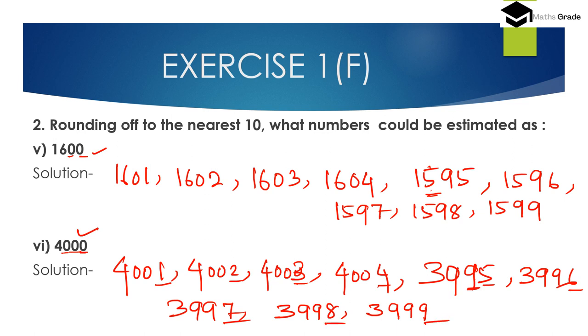So we have to add 1 to this tens place digit, that is 9 plus 1 is 10, then this 1 carry over add with the hundreds place digit. Now the hundreds place digit is 10, now this 1 carry over, add with the thousands place digit, it will be 3 plus 1, that is 4. So these numbers rounded up to the nearest 10 will be 4000.